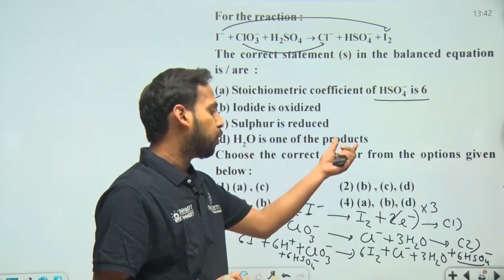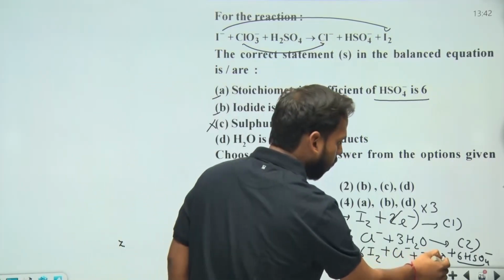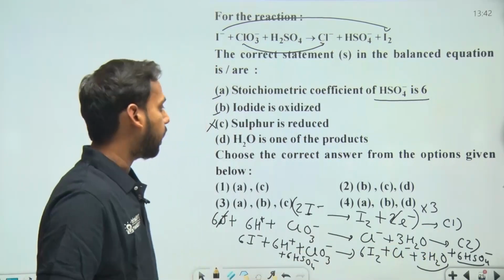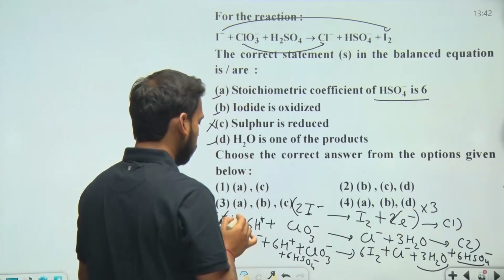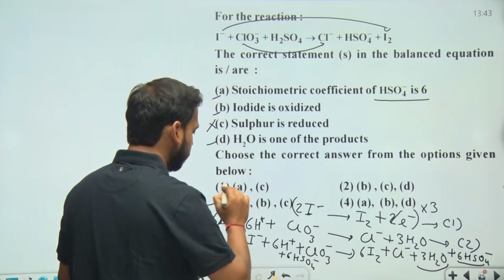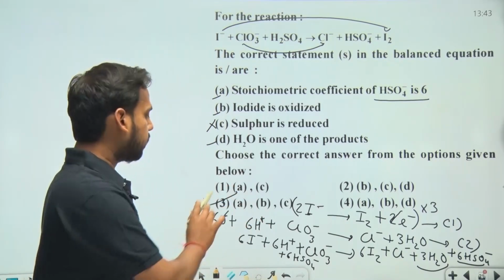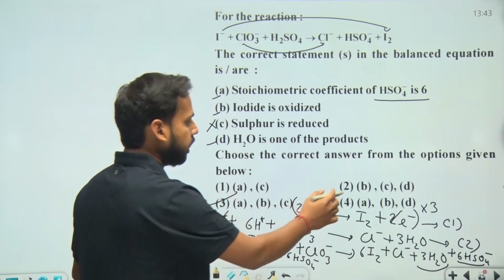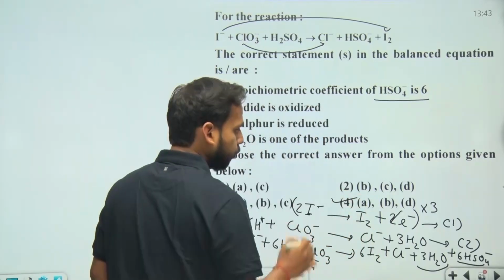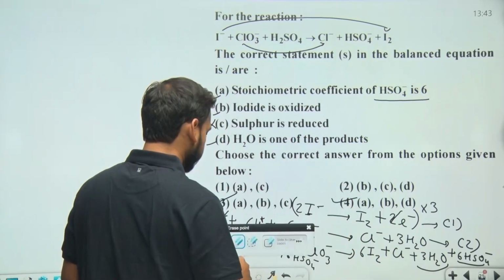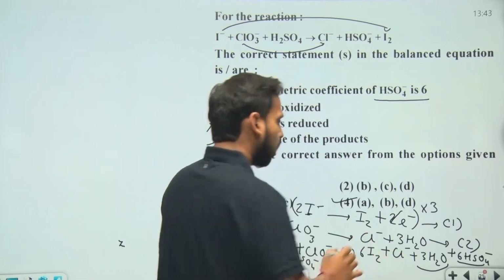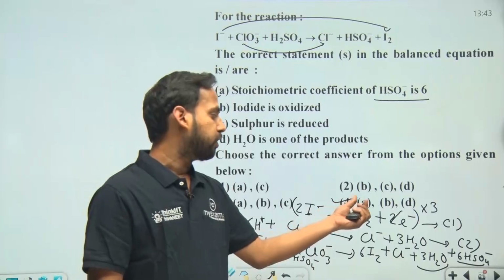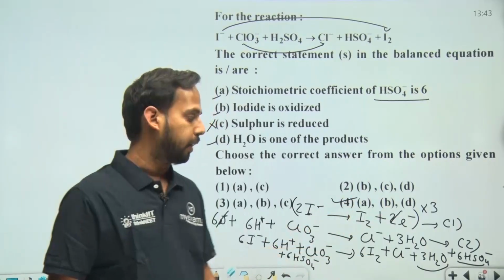And water is one of the products. Yes, water is one of the products in our final reaction. So D is also correct. So A, B and D are correct. So the correct option is the fourth, that is, statements A, B and D are correct.